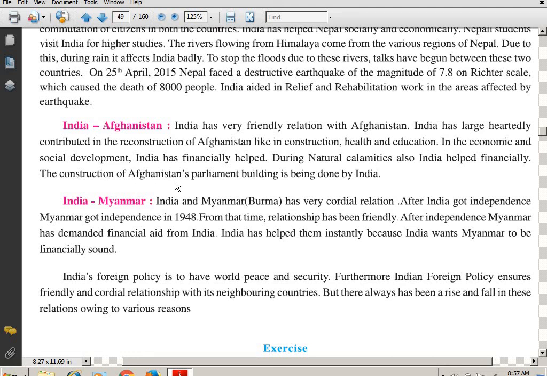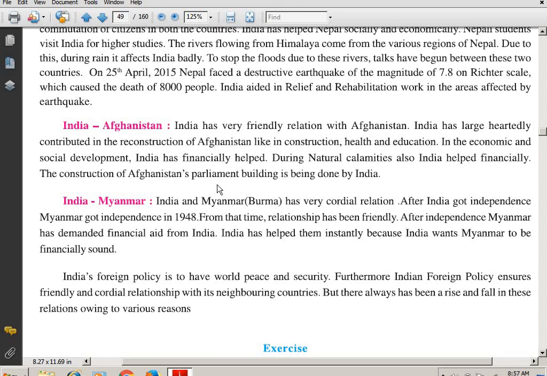The construction of Afghanistan's parliament building is being done by India. So see students, the building of Afghanistan's parliament was constructed by India. In their natural calamities, not only there, but when it was in Sri Lanka or Bangladesh or Nepal and all, India has been helping to once again make them stand on their feet. And that is a very good quality of our country.